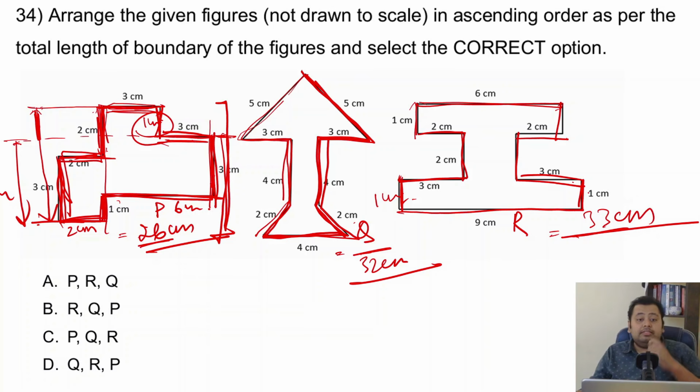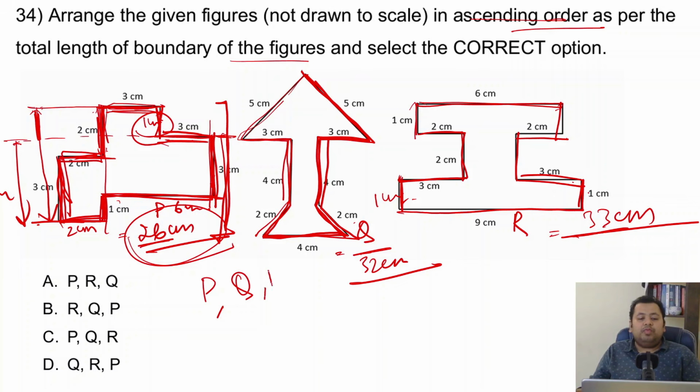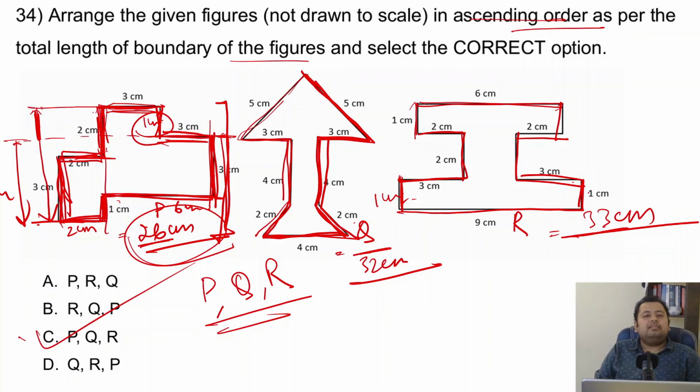So which boundary has the highest? So in ascending order, right? Ascending is smaller to bigger, right? So which has the smallest? 26 centimeter is the smallest. So P is first, then you have Q, then you have R. So option number C is your correct answer. I hope you got this one correct. If you did, let me know.